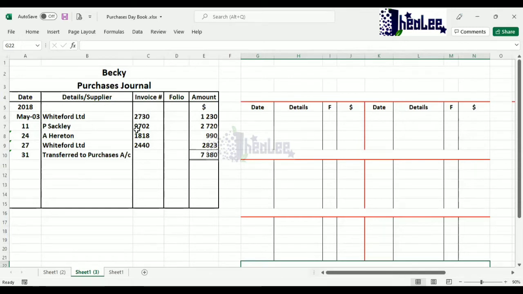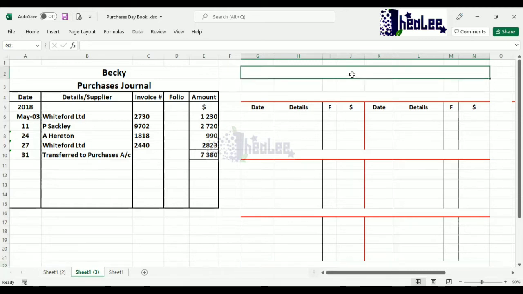So all we need now, we don't really need a question. Once we have prepared the purchases journal, we are going to pull the information from the purchases journal to prepare the ledgers. Now, we're going to look at the purchases ledger first. And when you're doing a ledger, people, you need to indicate the ledger that you are actually preparing. So the first thing I'm going to do is to indicate that we're preparing the purchases ledger.